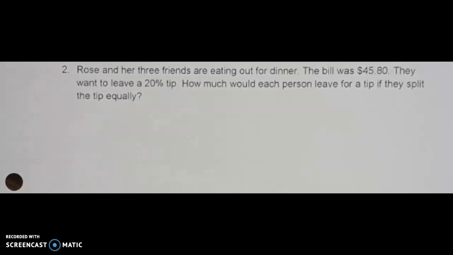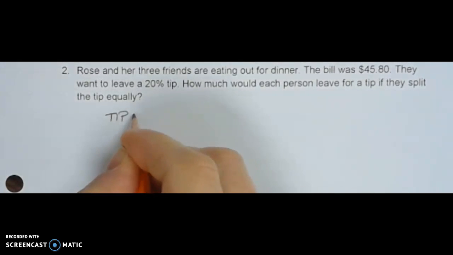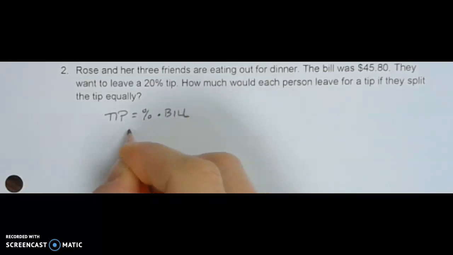In example 2, we're told that Rose and her 3 friends are eating out for dinner. The bill was $45.80. They want to leave a 20% tip. How much would each person leave for a tip if they split the tip equally? Okay, so again, they're talking about a tip in this example, so we're going to use the tip equation, and that says that a tip is equal to a percent of the original bill.